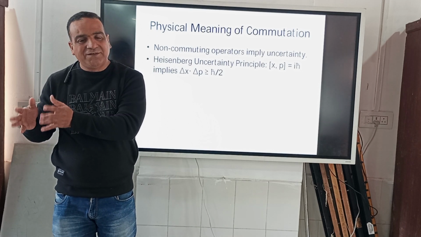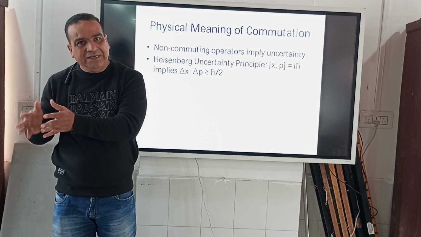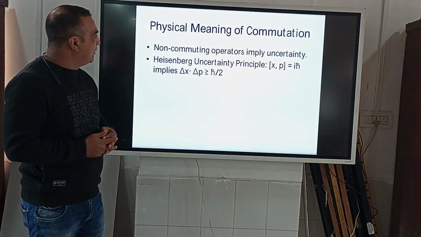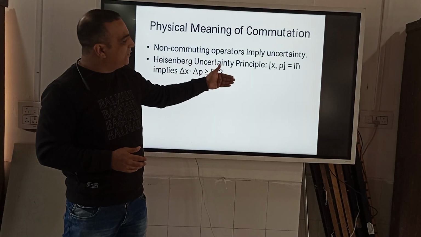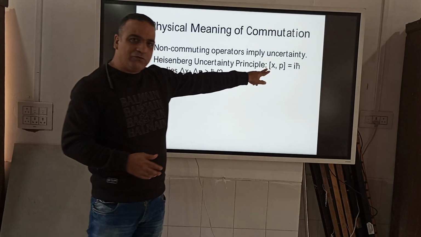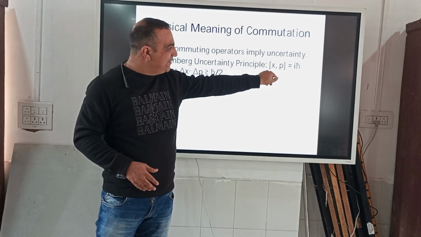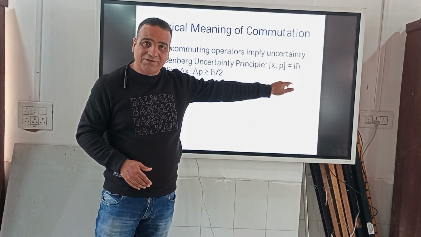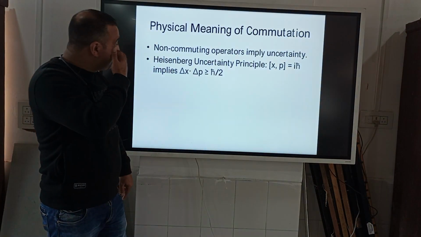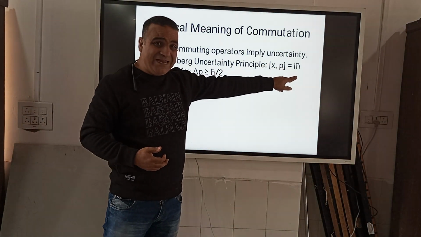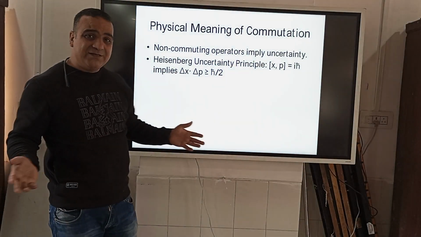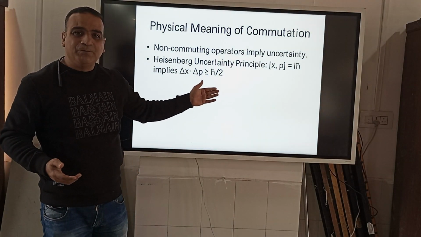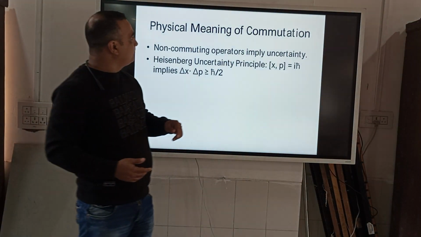You have more certainty in measuring one, leading to less certainty in measuring another physical quantity. So in Heisenberg's uncertainty principle, if I calculate the commutation relation between the position and the momentum, it leads to i h-bar, where h-bar is the reduced Planck's constant. So what does this commutation mean? It simply means Heisenberg's uncertainty principle: delta x times delta p is greater than or equal to h-bar by 2.